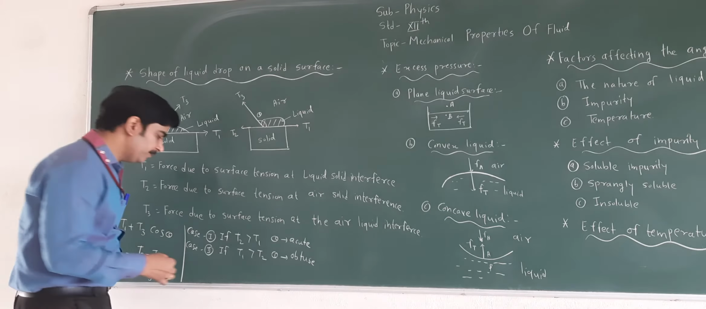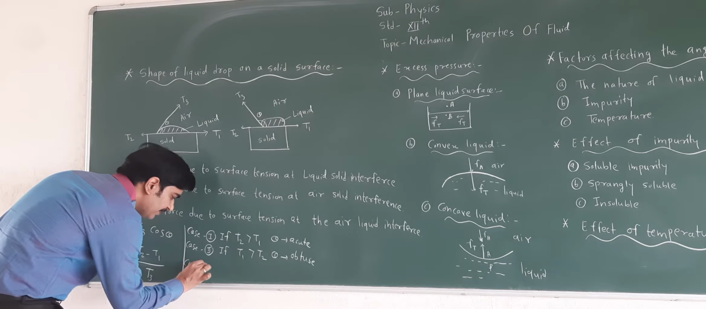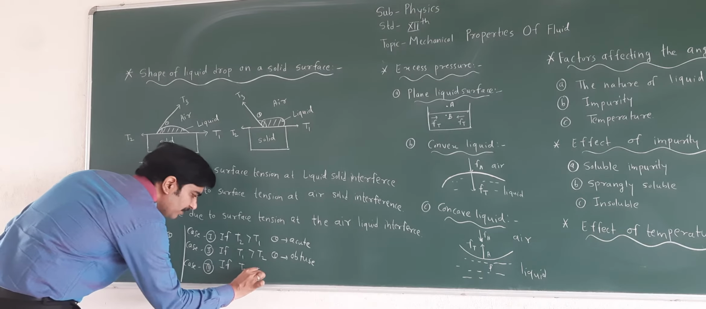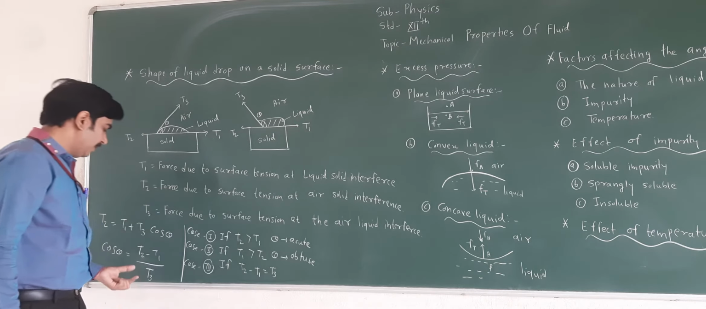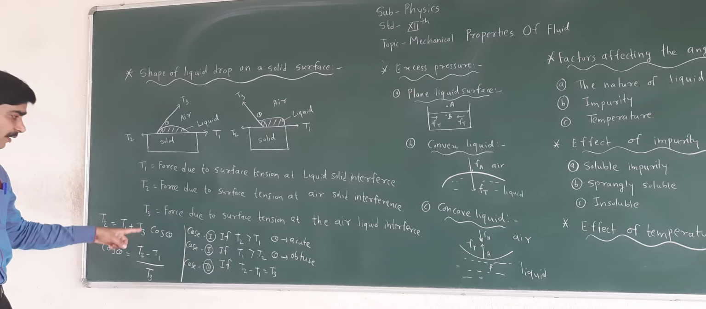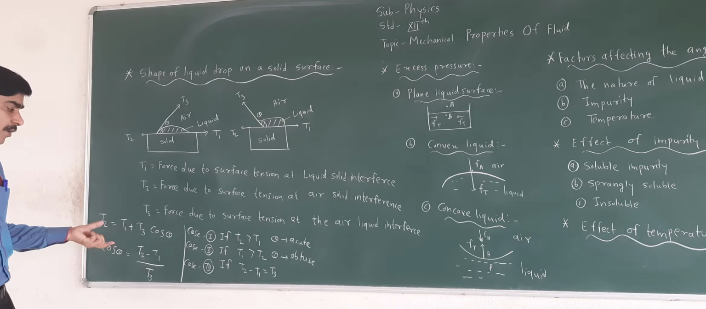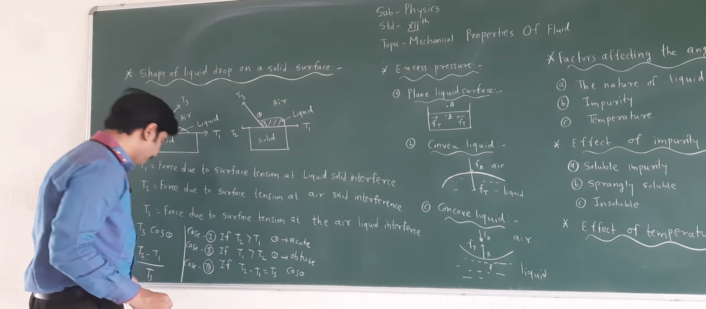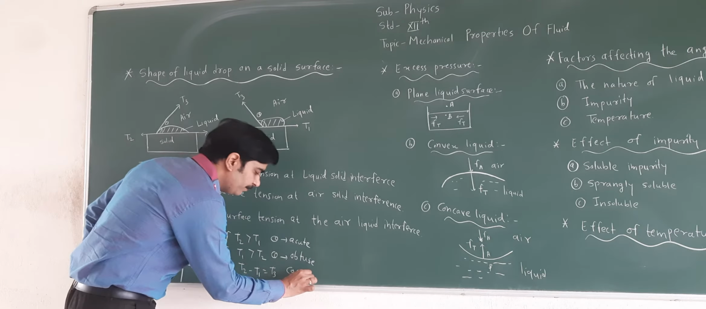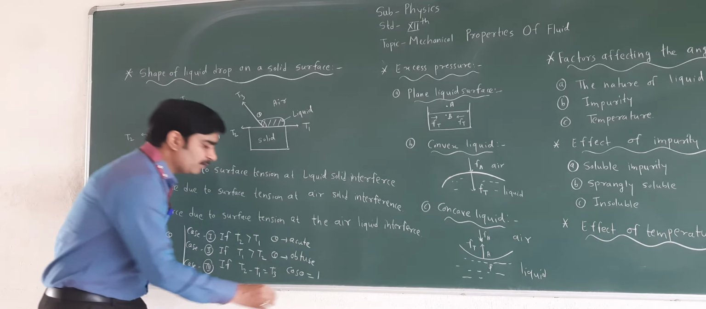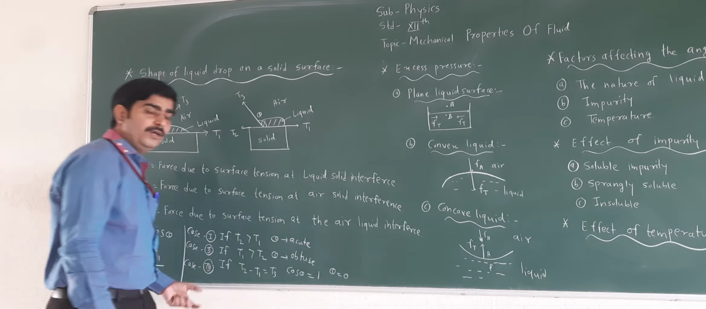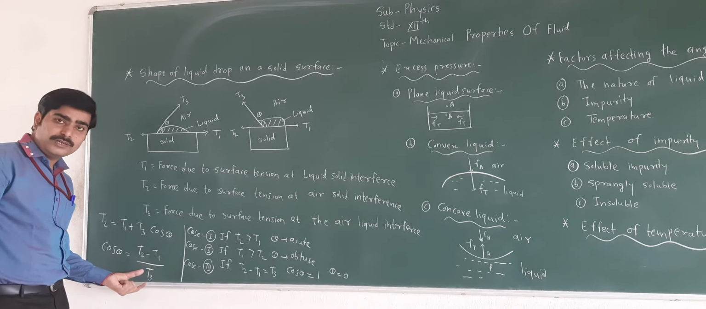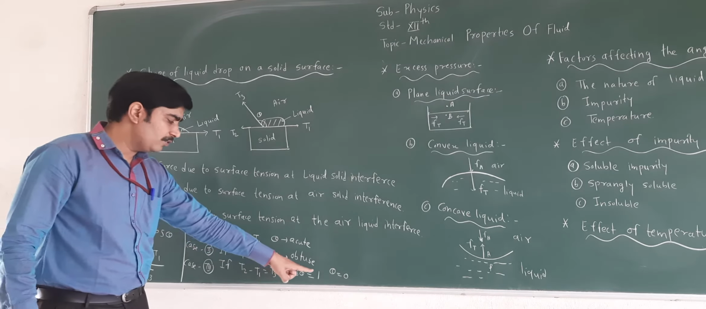Now case 3, if T2 minus T1 is equal to T3, then T3 upon T3 is nothing but 1. So cos theta is equal to 1, and for theta equal to 0, cos 0 is equal to 1. So if T2 minus T1 is equal to T3, then cos theta is equal to 1, so theta is equal to 0.